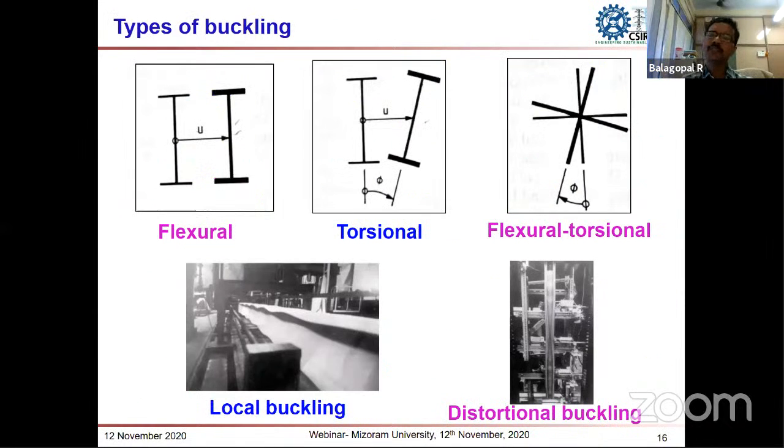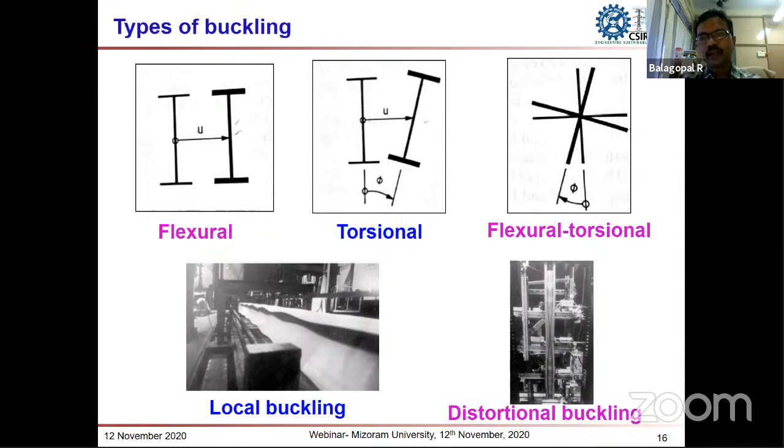There are different types of buckling, like flexural buckling, torsional buckling, flexural torsional buckling, local buckling, and distortional buckling. Flexural buckling is when the structural element deforms only by translation, without any rotation. Flexural buckling is resisted by the flexural rigidity of the cross section.